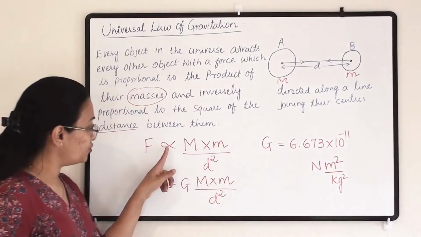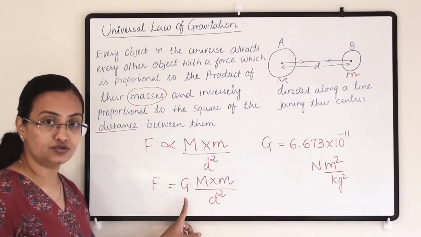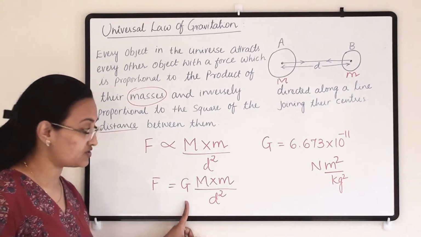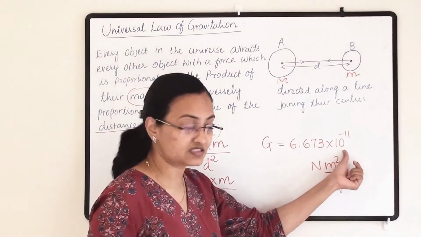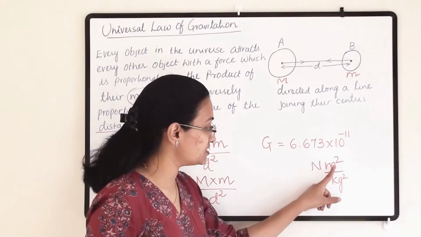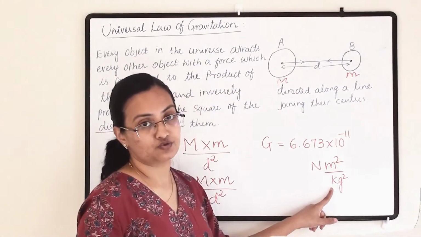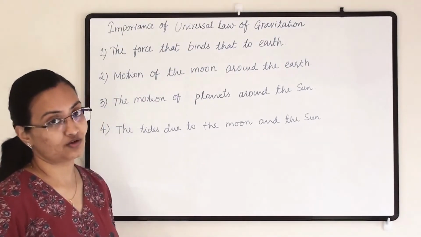And to remove this proportionality sign, we have placed here G, that is the universal gravitational constant, and its value is 6.673 into 10 raised to minus 11, and the unit applicable to that is Newton meter square divided by kg square. Now let us understand the importance of the universal law of gravitation.